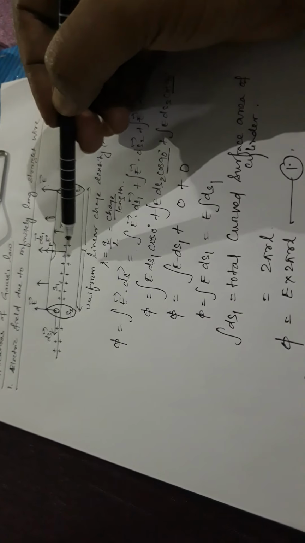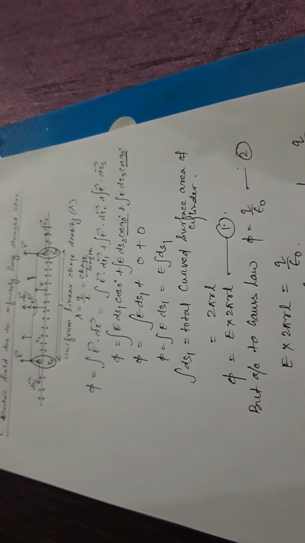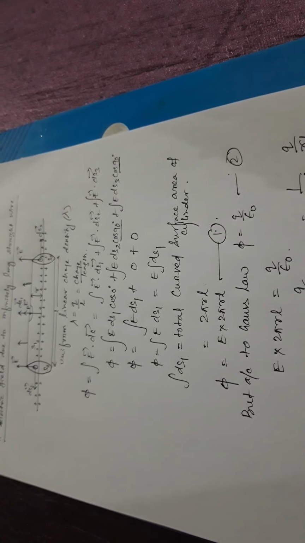As the point of observation moves away from the line charge, the electric field strength decreases. So this is the first application, electric field due to an infinitely long straight wire.